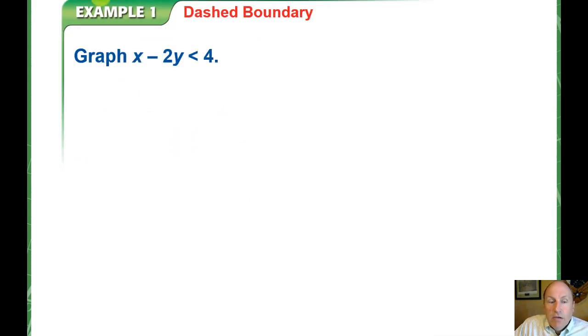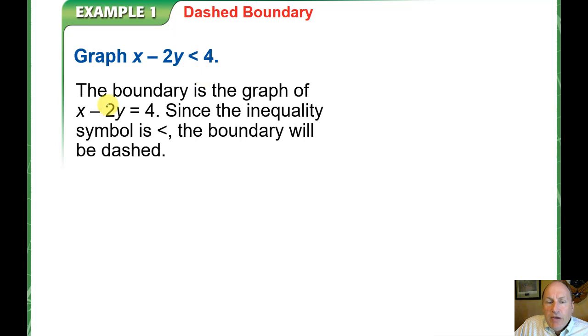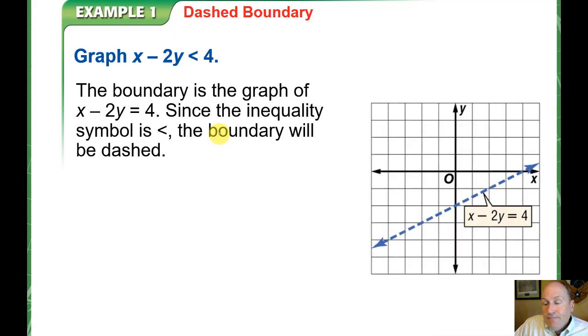We're going to take the inequality x minus 2y less than 4. That's in standard form. So the boundary is going to be the line x minus 2y equals 4. So let's go ahead and graph that. We would do it using intercepts. The x-intercept is going to be where the y-coordinate is 0, so that's at x equals 4. The y-intercept is going to be where the x is 0, and so that's going to be at negative 2. So those 2 points will help us graph this boundary line.